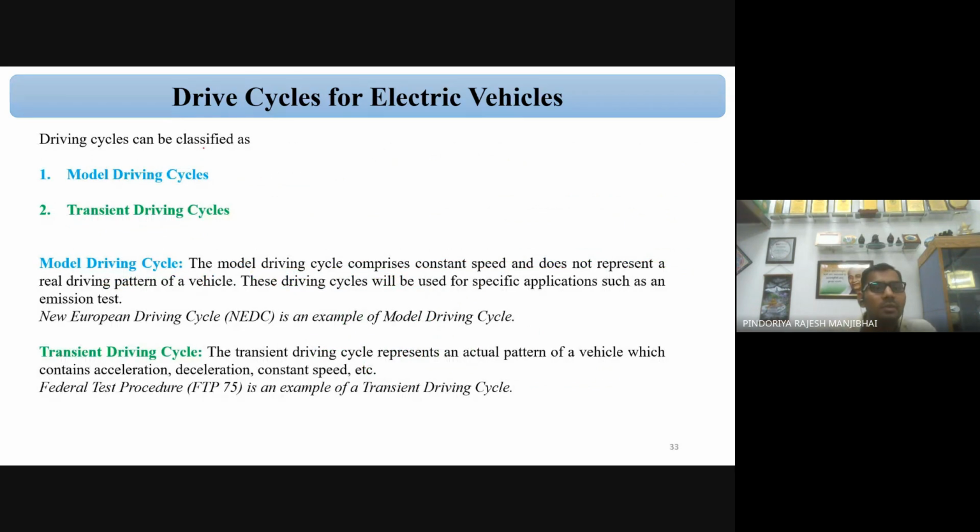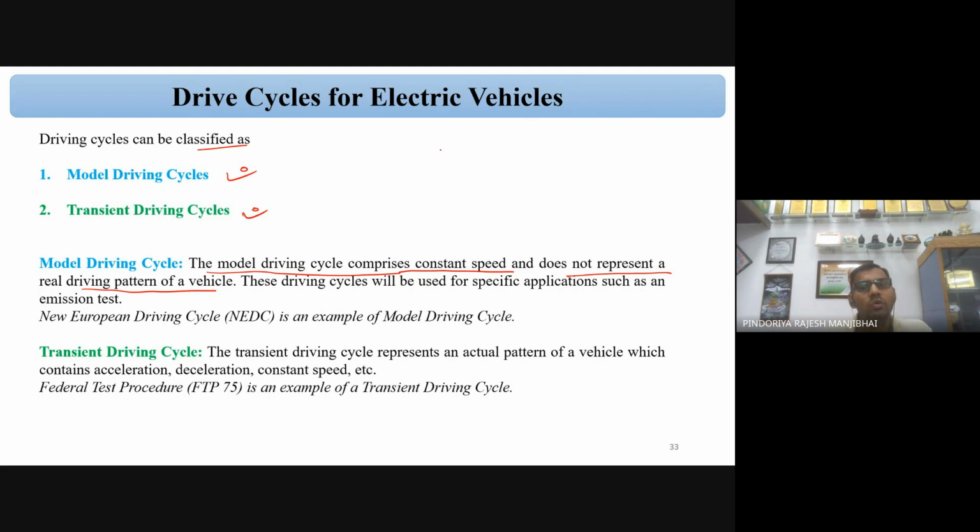So drive cycle can be classified in two categories: modal driving cycle and transient driving cycle. Modal and transient driving cycle is very simple. So what is the meaning of modal driving cycle? The modal driving cycle comprises constant speed and does not represent the real driving pattern of the vehicle.